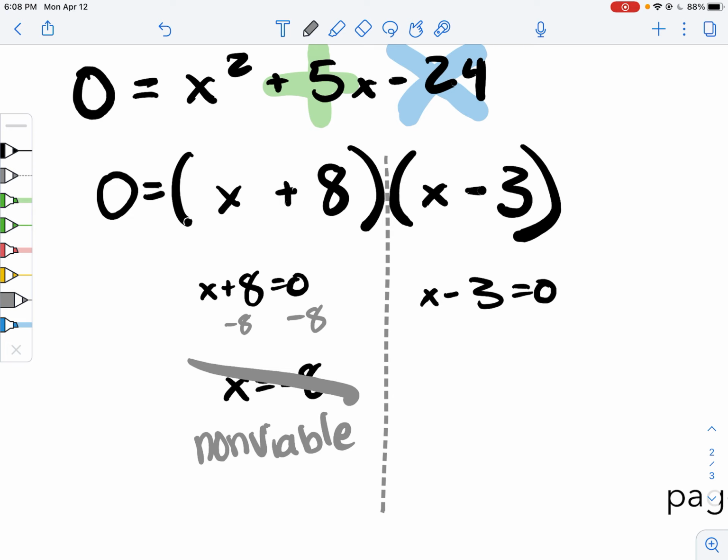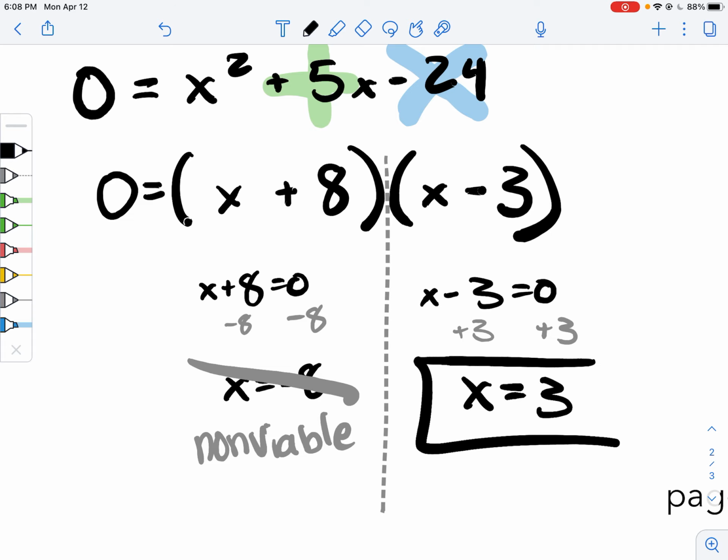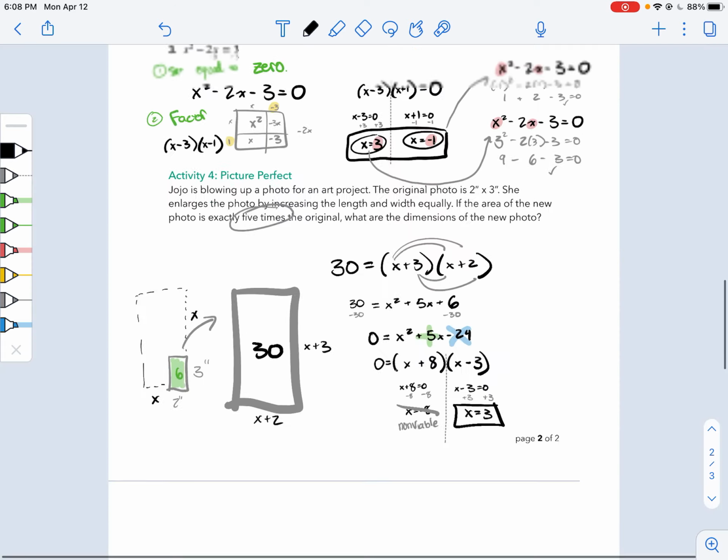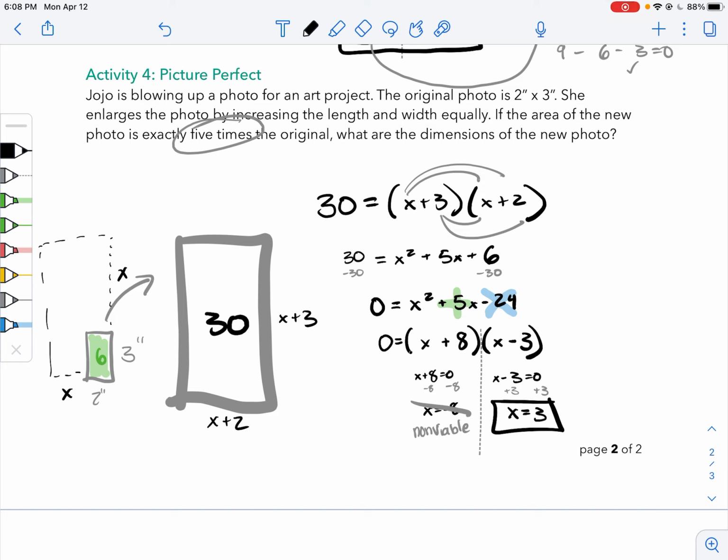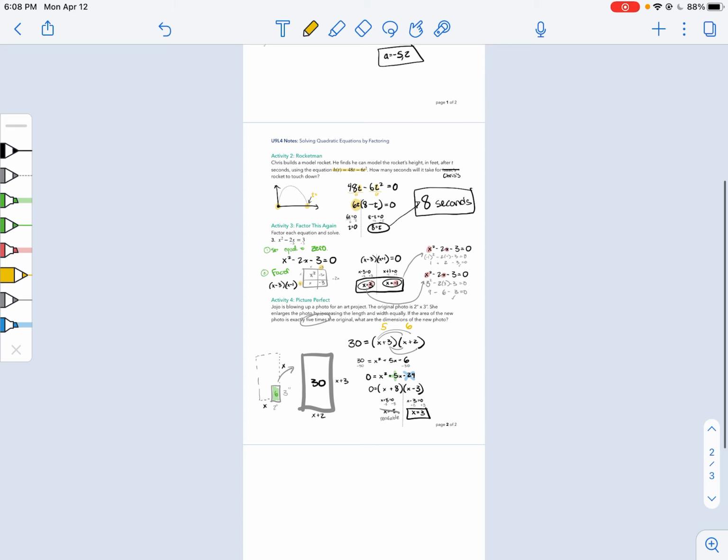Well, let's hope the other side does. I'm going to add 3 to both sides, and that gives us x equals 3. Oh, that makes a lot more sense. Okay, sweet. So that means that's now 5 by 6, and that is 30. Cool. Weird dimensions for a photo, but hey, it works.